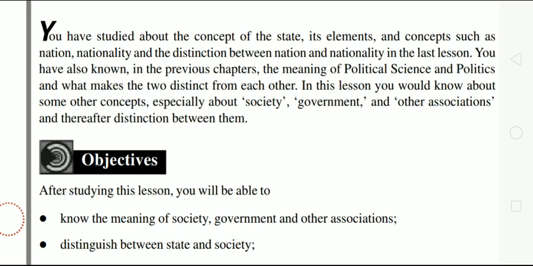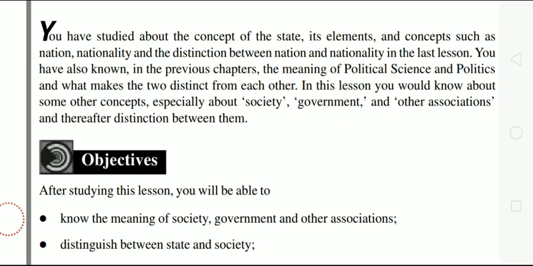You have also known in the previous chapter the meaning of political science and politics and what makes the two distinct from each other. In this lesson, you would know about some other concepts, especially about society, government, and other associations, and thereafter the distinction between them.